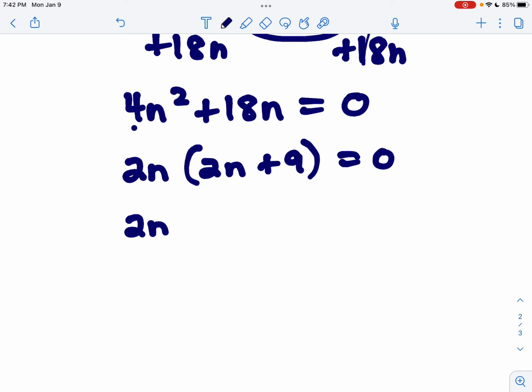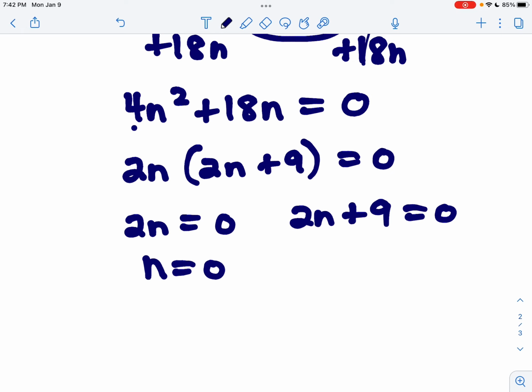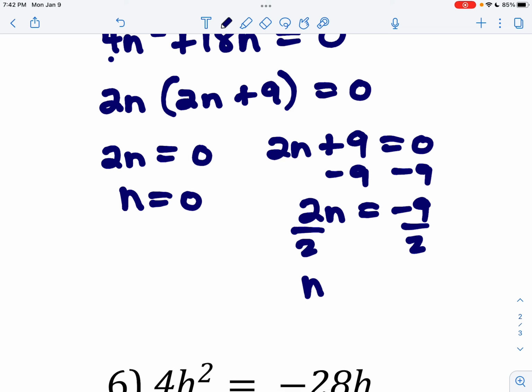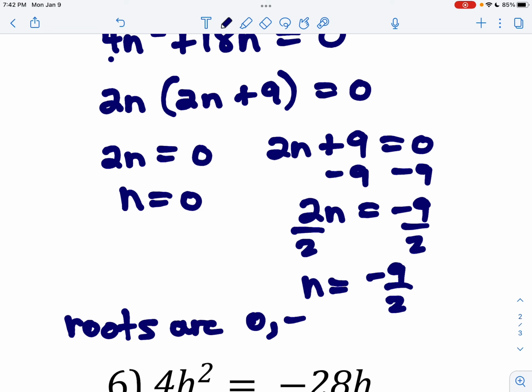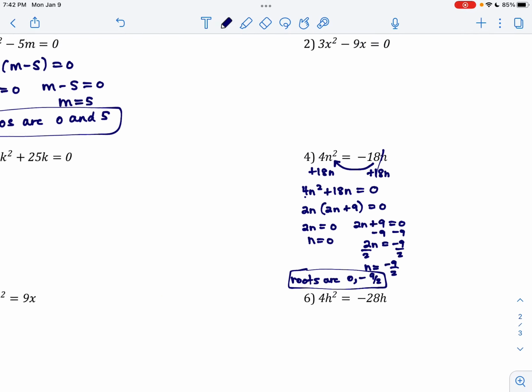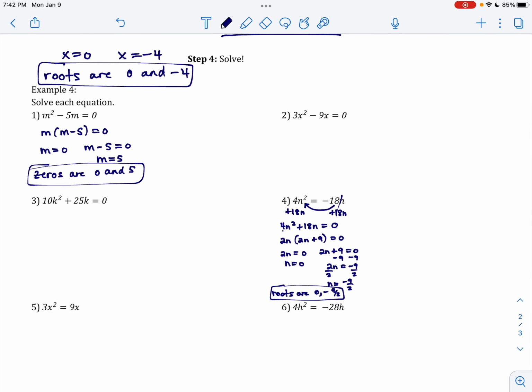Now I can set each factor equal to 0. So n equals 0 here. Subtract 9. I get 2n equals -9. Divide by 2. So then n equals negative 9 over 2. So my roots are 0 and negative 9 over 2. All right, so I think that's pretty much it. That's how you do those.